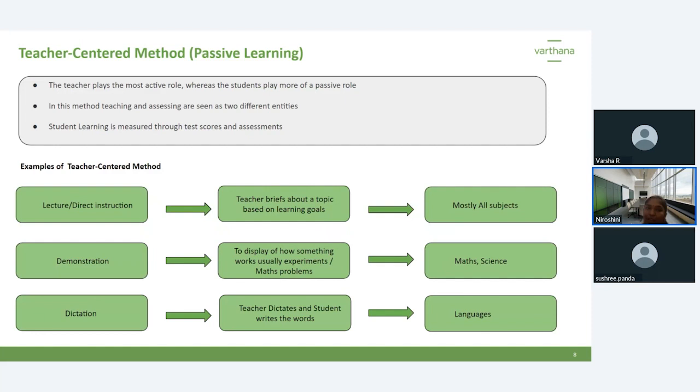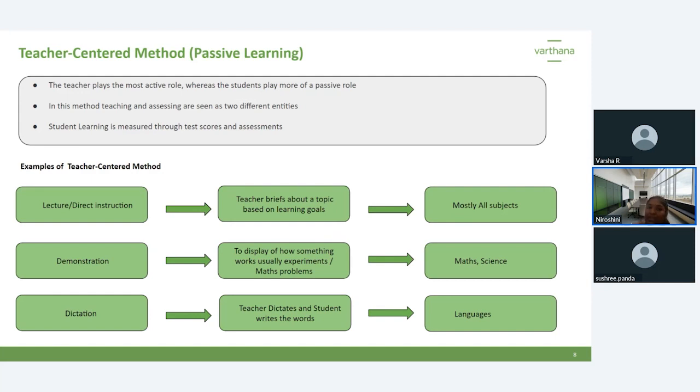The teacher plays the most active role here, where the students play more of a passive role. The teacher takes control of the classroom and delivers the lesson plan. She instructs the students and gives activities, assessments, etc. So she plays the majority of the active role inside the classroom. Teachers also ask questions in between, but it is limited.